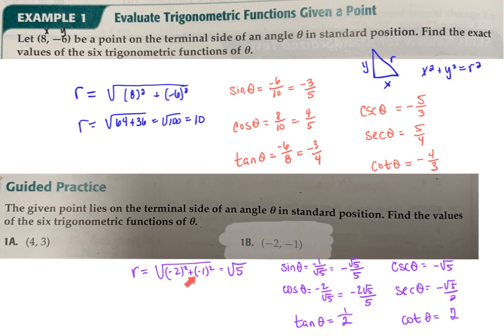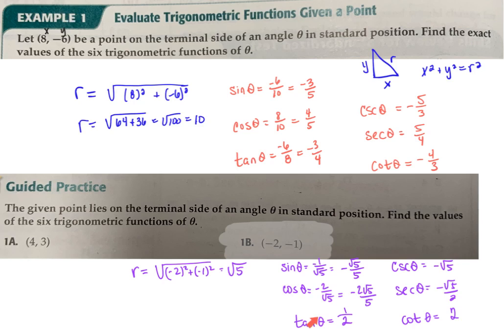So when you did this, you should have gotten an r of square root of 5. So your sine is negative 1 over square root of 5. You need to rationalize that: multiply by square root of 5 over square root of 5, and you get negative square root of 5 over 5. Cosine would be negative 2 over square root of 5. Same thing, multiply top and bottom by square root of 5: negative 2 square root of 5 over 5.